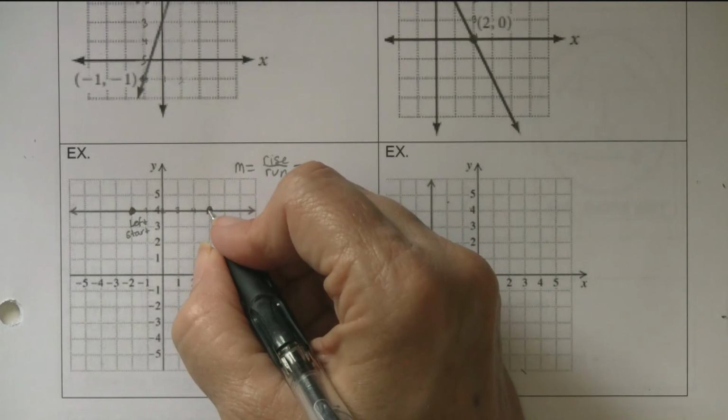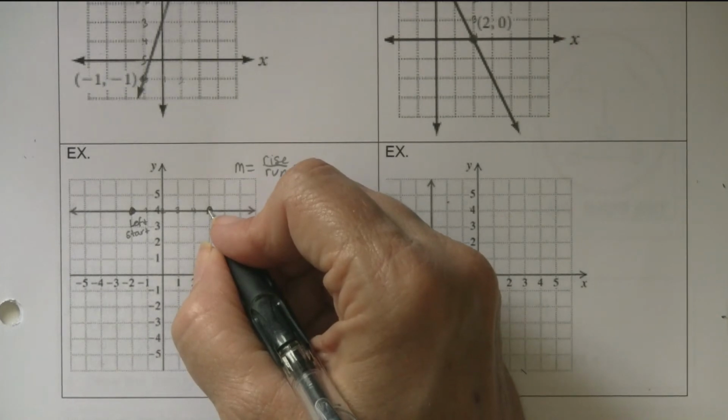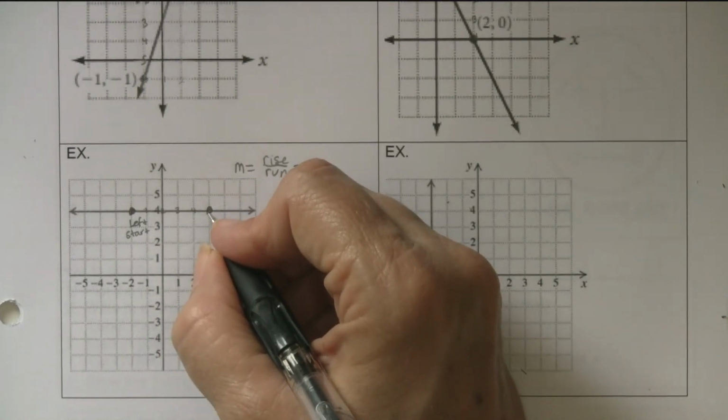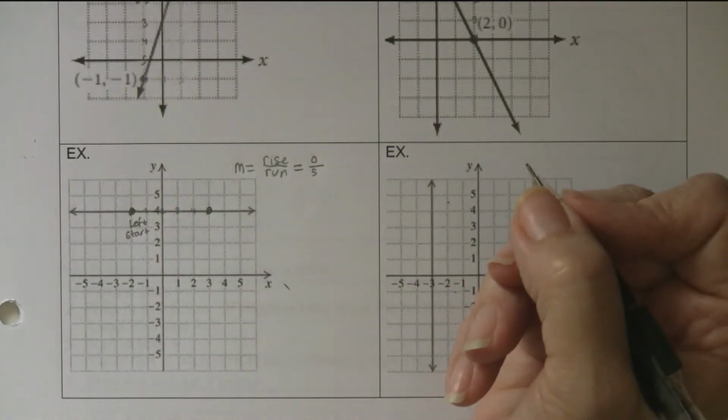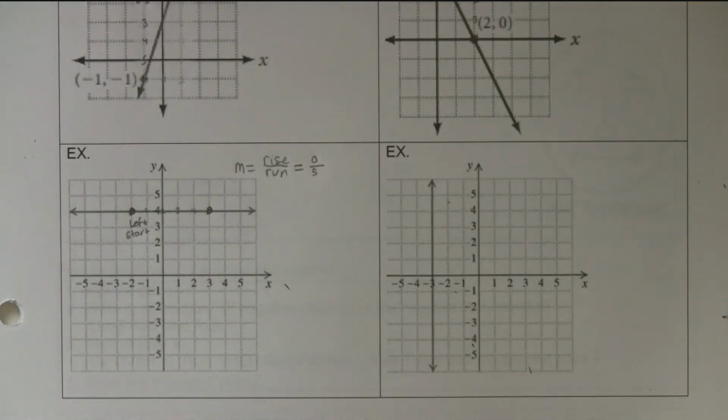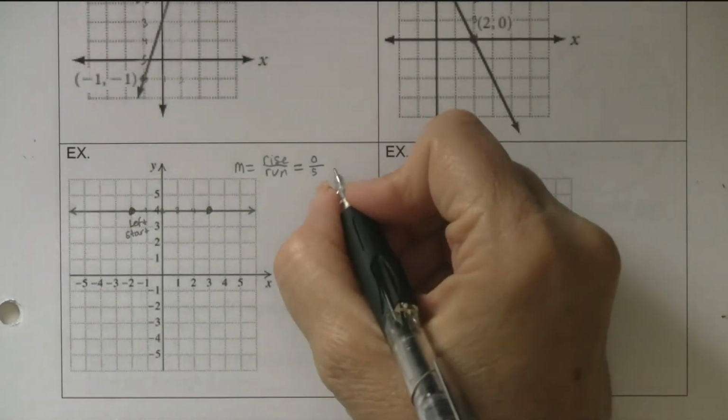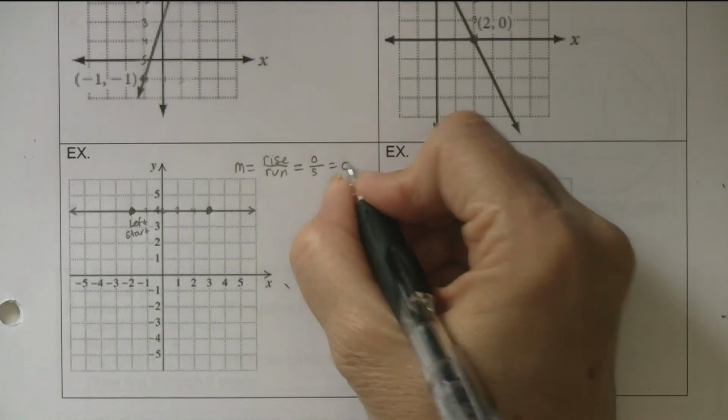And then how far am I going to go up so that I hit the other point, or go down so I hit the other point? Well, don't move at all. You're already hitting the other point, so don't move any. My rise is 0. And then 0 divided by 5 is 0.